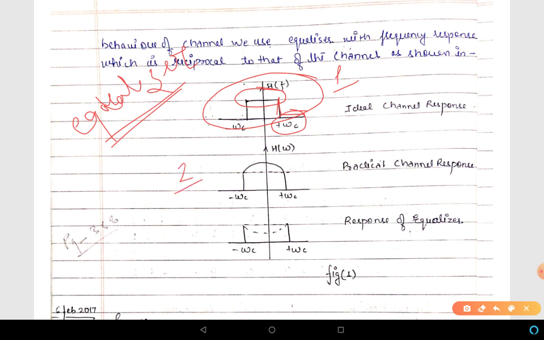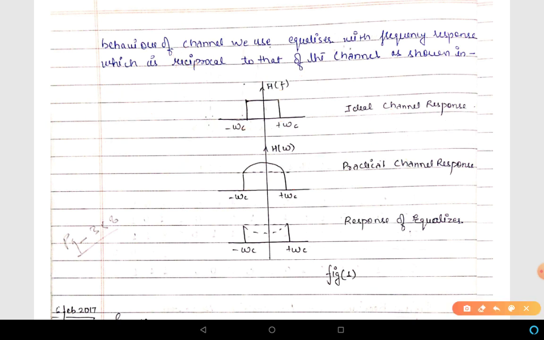So in figure 2 we have shown some practical channel. The practical channel may have a shape like this, or it may be something like this, where some skirt would be there. You can see the response from minus omega c to plus omega c is not a straight line. It can be something like this also, or it can be some different shape. But to understand the equalizer, let us assume this particular shape.